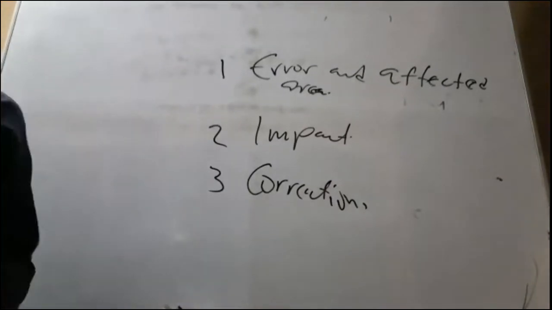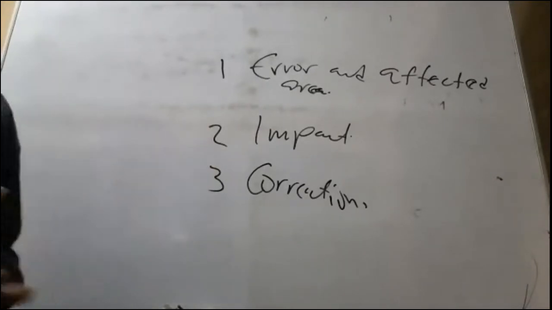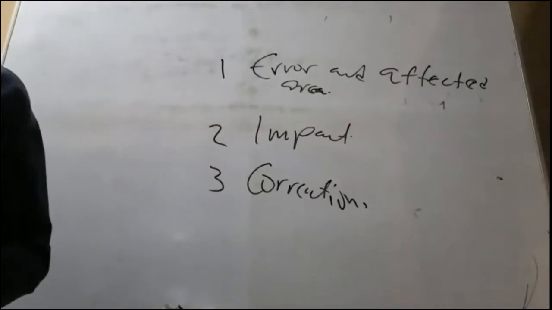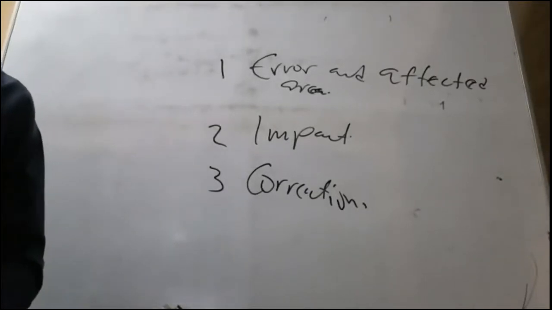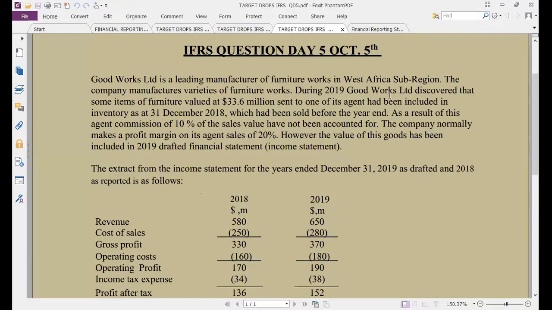So first step, what type of error is this? Or which area of the financial statement will it affect? Or which item will it affect specifically? So let's see the question. In summary, an item of 33.6 million had been added to that of the inventory. Meanwhile, that item does not exist.